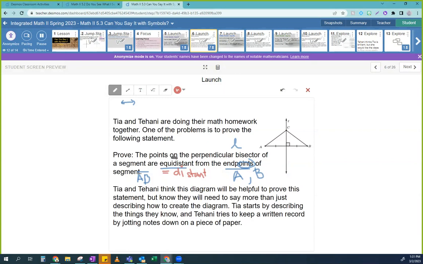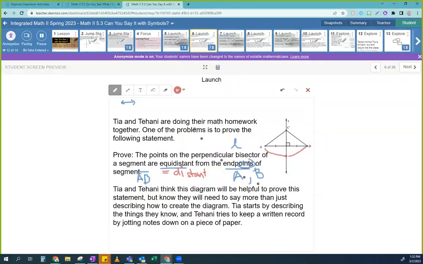Okay, so the point on the perpendicular bisector, which is this guy, L, everybody see my L? Of a segment. So a point. I'm just going to choose one. I'm not going to think about all of them. Like this one right here? Sure. So that little red point is equidistant. So it's equally distanced from what? Oh, from A and B.